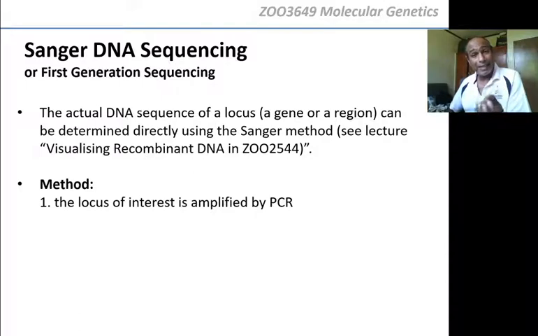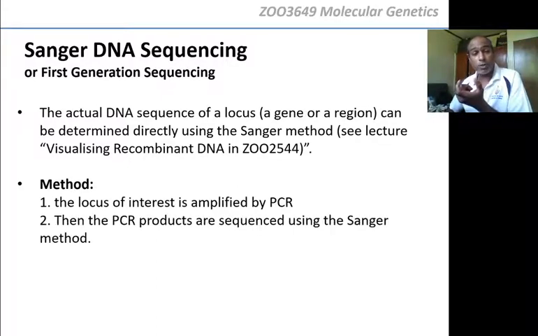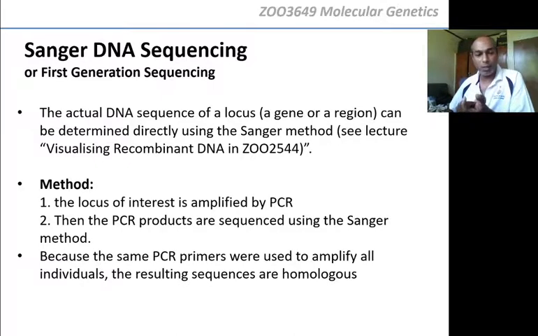You usually make a lot of copies of that locus of interest. You can do it through cloning and amplifying through cloning, or you can do it through PCR. That's the modern way to do it, by PCR. You make a lot of copies of it, so now you have a lot of copies of it, which are called what? PCR products, right? And you sequence these PCR products using the Sanger method, all right?